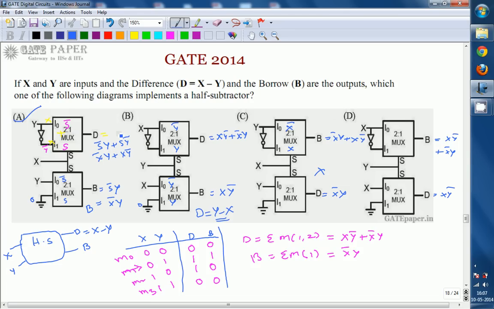You only must know how to write the expression for a multiplexer. Okay, thank you.